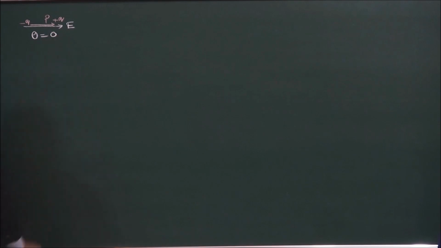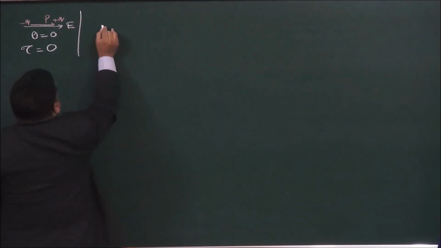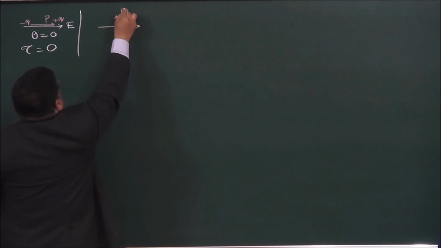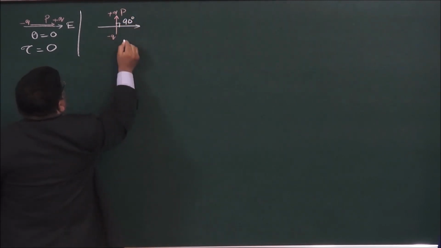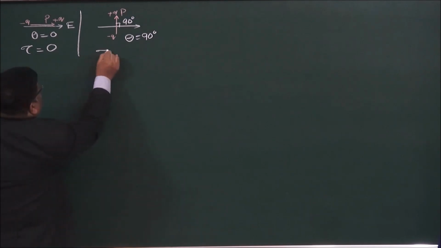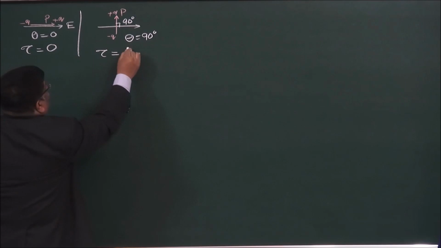In such a case, what is the value of theta? Theta is equal to 0. Then what is the value of torque? Torque is equal to PE sine theta, and sine 0 is 0. So here torque is 0. In the second case, the electric field is in this direction and the dipole moment P is in this direction, because minus q is here, plus q is here. What is the angle between the two? In this case it is 90 degrees. So theta is equal to 90 degrees, and by the formula the magnitude of torque will be P into E.